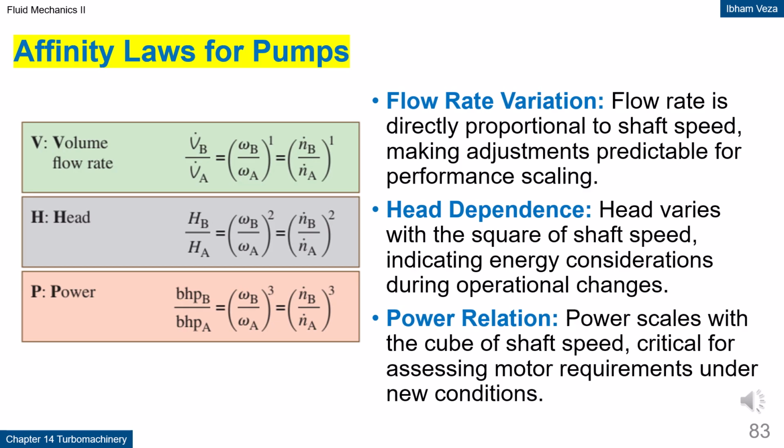Affinity laws for pumps. The affinity laws show how flow rate, head, and power change when the shaft speed is varied. The flow rate is directly proportional to rotational speed, so increasing RPM immediately increases capacity. The head is proportional to the square of the speed, meaning the energy requirement rises much faster than the flow. The power is proportional to the cube of the speed, so a small increase in RPM can cause a large increase in power demand. These relationships are crucial for predicting the consequences of changing operating speed.